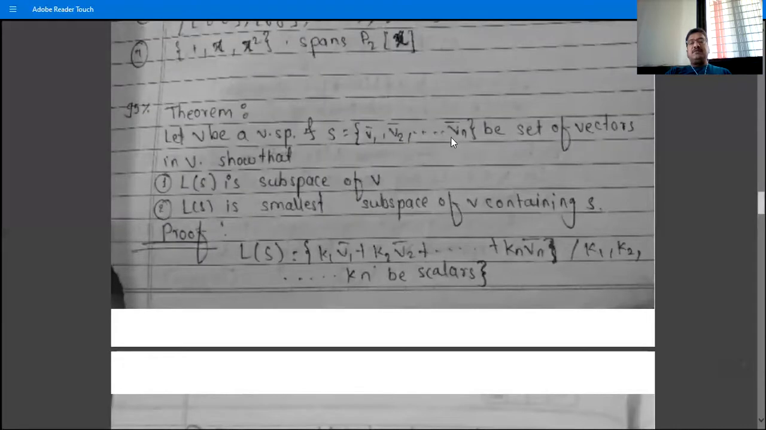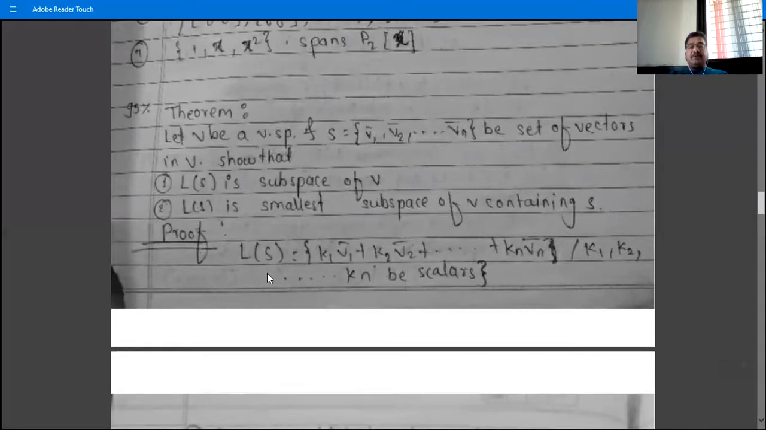So these V1, V2, Vn are the elements of this capital V. Then show that LS is a subspace of V, and LS is the smallest subspace of V containing S. If we have to prove the second statement, that LS is the smallest subspace of V containing S, we have to show first that LS is a subspace of V. So what is LS?